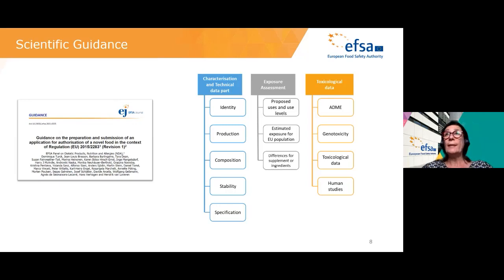A third group of data that needs to be submitted are the toxicological data, including ADME, genotoxicity, repeated toxicity studies, and reproductive toxicity studies, and, if available, human studies. We have to consider that during the assessment, not only the data that will be submitted, but also the data available in the literature will be taken into consideration for the safety assessment.